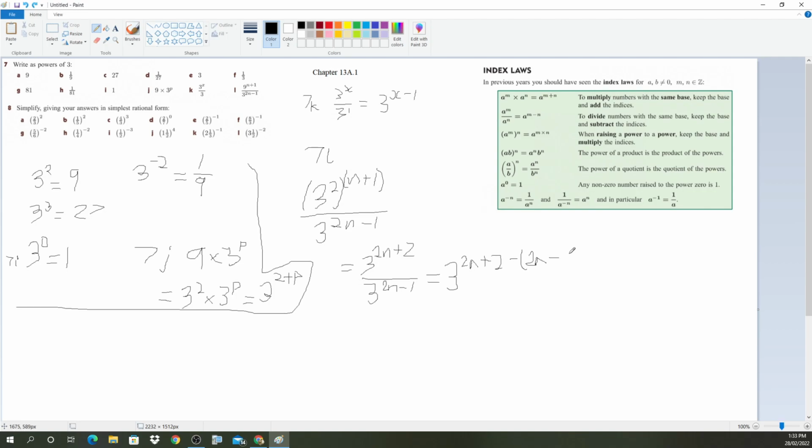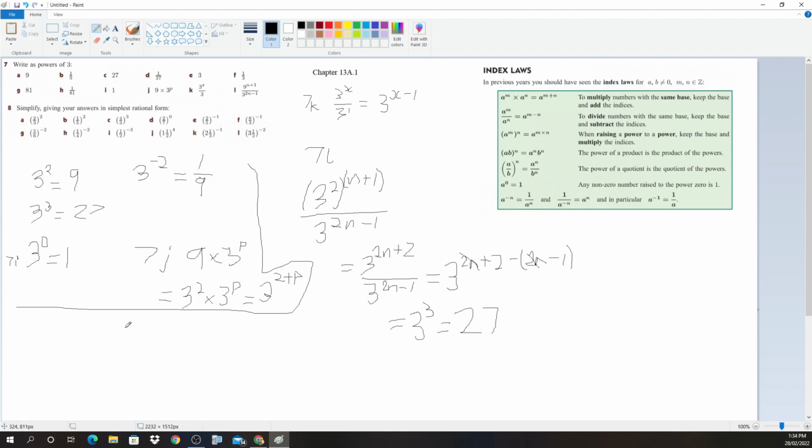Minus 1, which becomes, well, 2n minus 2n, that's gone. And you have 2 minus negative 1. It's actually 3 to the power of 3, which reduces to 27. There we go. All right, so that's how you do those ones.